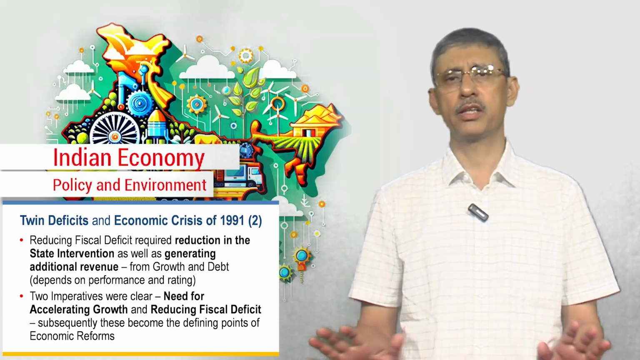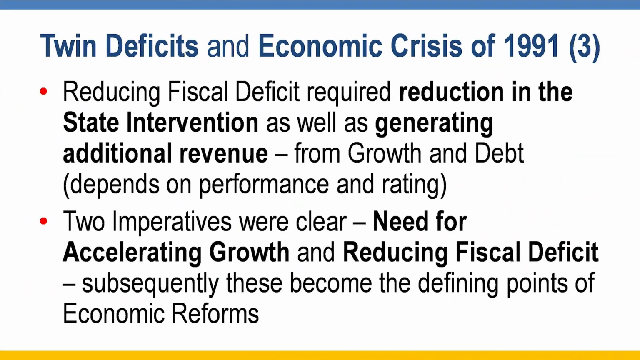So two imperatives become very clear in this case: we need to accelerate the growth, simply because you need more resources, and resources come from accelerated growth, and also to reduce the fiscal deficit. And these two subsequently become the defining points of economic reforms in India, which were launched from 1991 onwards.